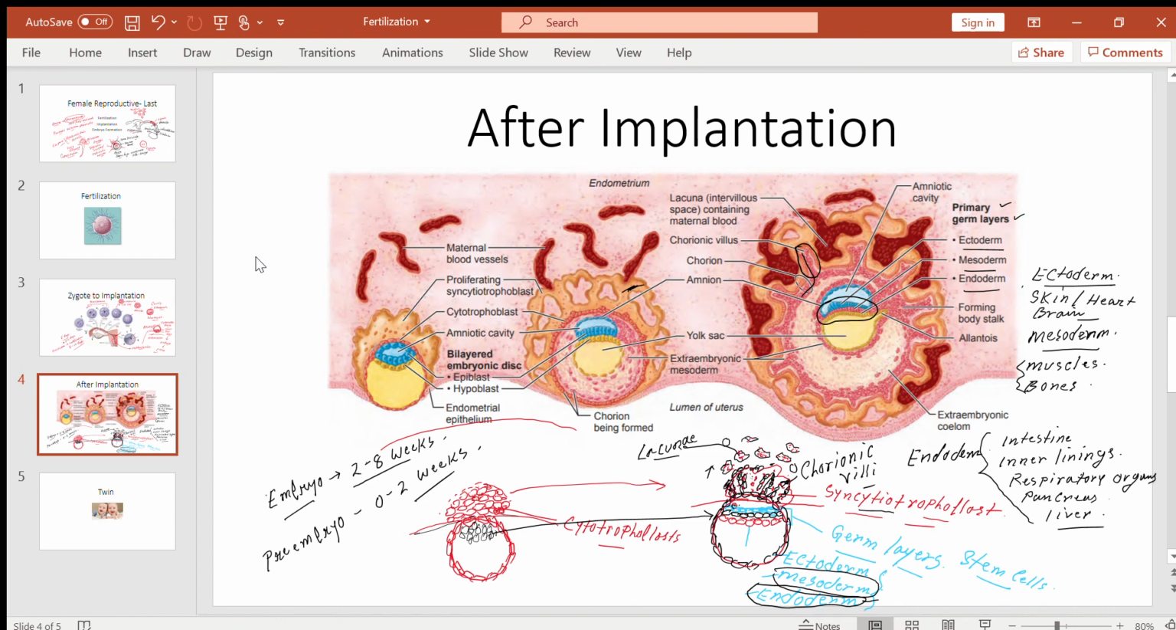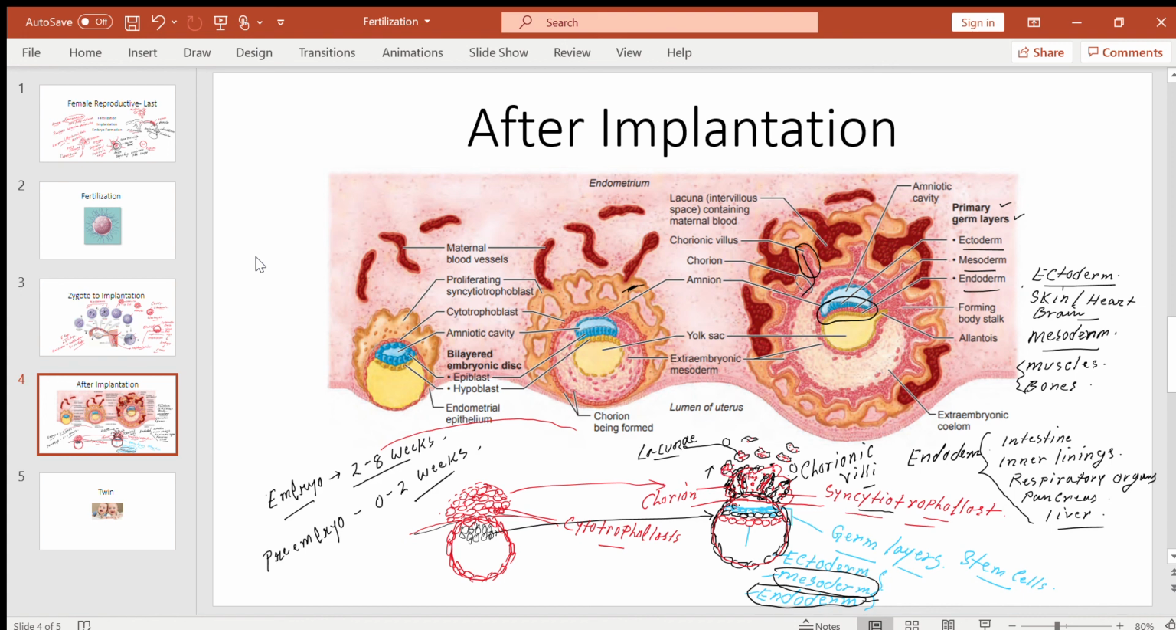And here you have fetus blood in the chorion. This is the chorion. Inside the chorionic villi, you have fetus blood, and just outside of the villus, you have the lacunae filled with mother's blood. So what happens from here to here?